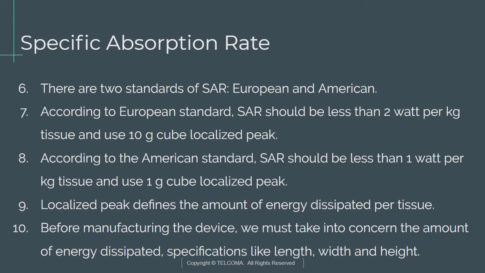There are two standards of SAR, that is European and American. According to the European standard, SAR should be less than 2 watts per kg of tissue and use a 10 gram cube localized peak. And according to the American standard, SAR should be less than 1 watt per kg of tissue and use a 1 gram cube localized peak. So, the localized peak here defines the amount of energy dissipated per tissue. Before manufacturing the device, we must take into concern the amount of energy dissipated, and specifications like length, width, and height.